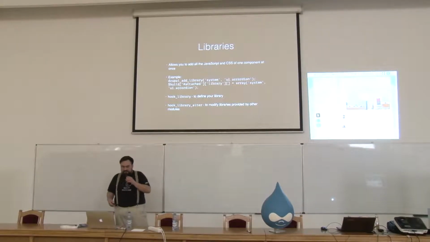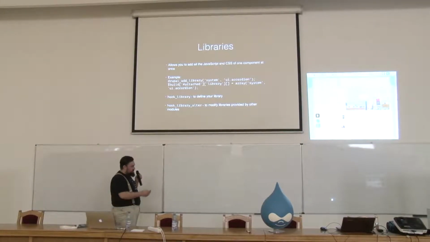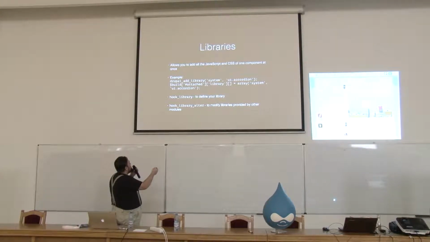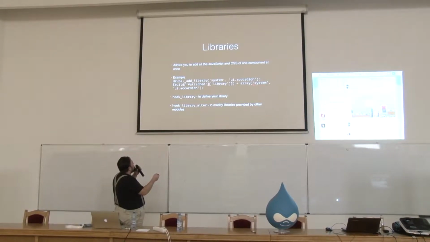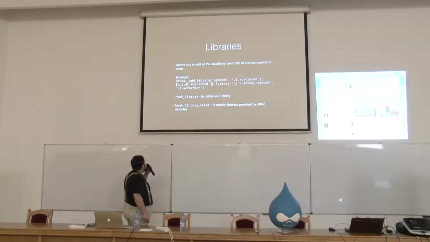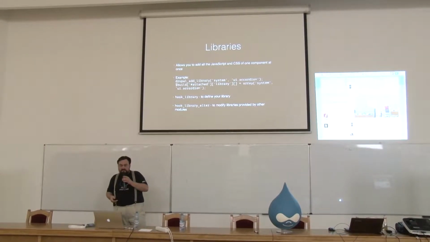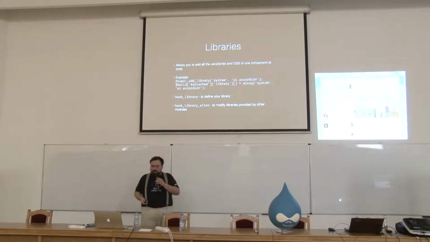One example of adding a library to the page is this one, drupal_add_library, and this is the name of the module, this is the name of the library. Or for a render array, it's an array with two values, the module and the library name. To define your own libraries, you need to use hook_library, and if you want to alter libraries defined by other modules, you will use hook_library_alter.